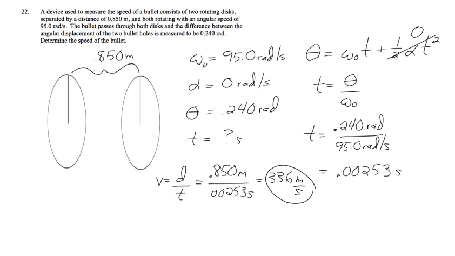Just curious, what did I say? Well, I said 337, so something might have been rounded. Maybe for some reason I only used 0.0025, and maybe that gets it to 337 instead of 0.00253. Any questions?